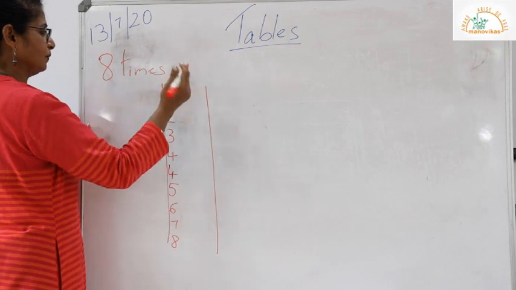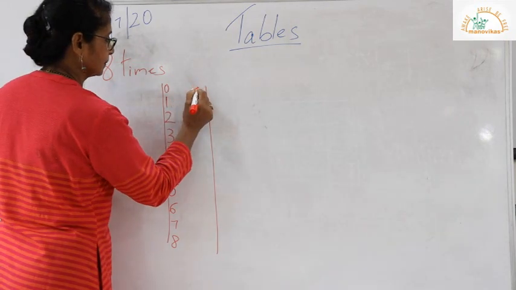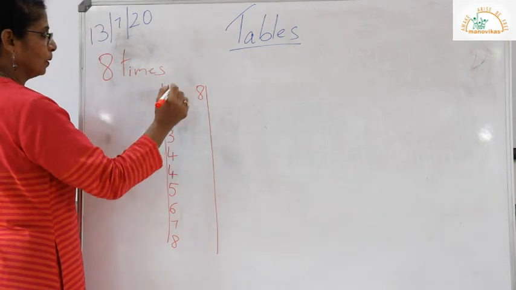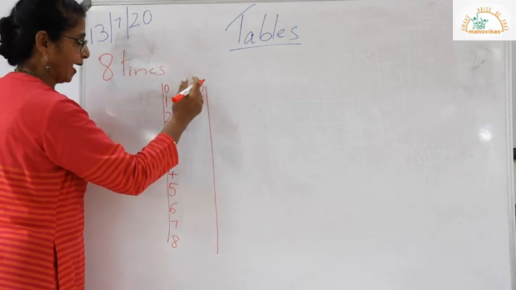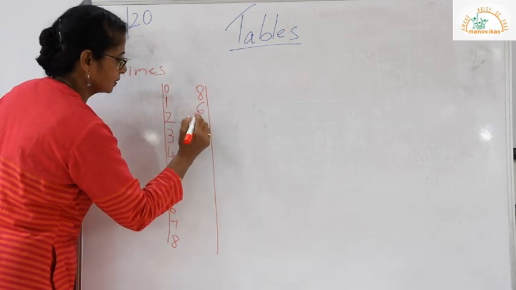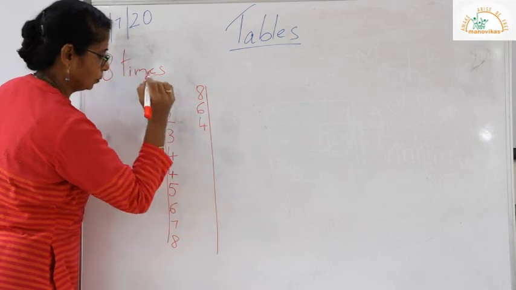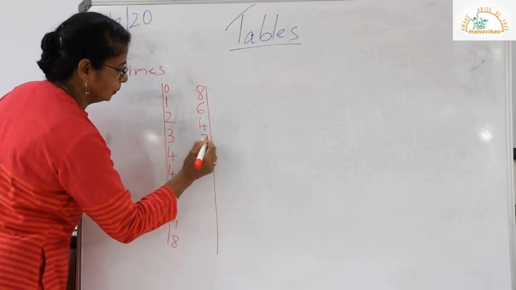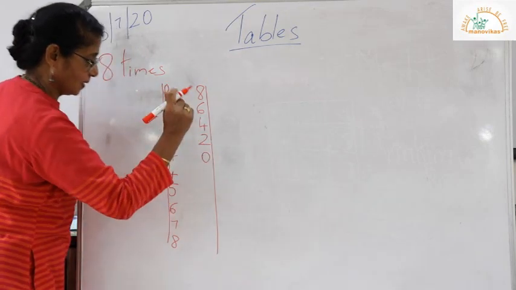And the other side, we start with the number 8 with the even numbers. So 8, 6, 4, 2, and then we write a 0.